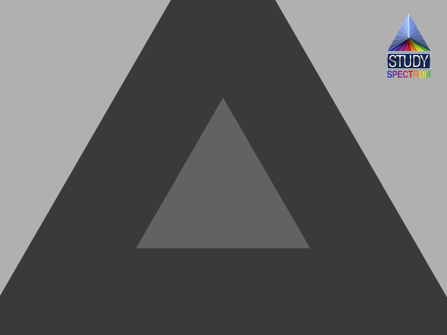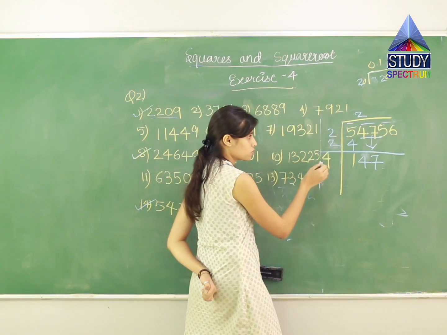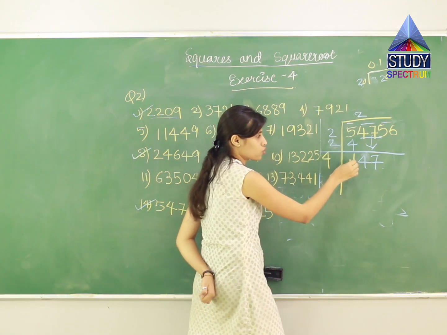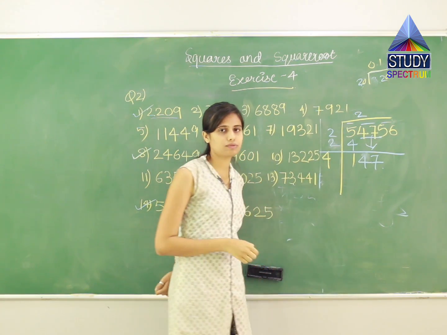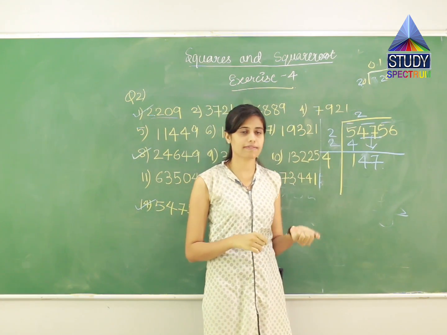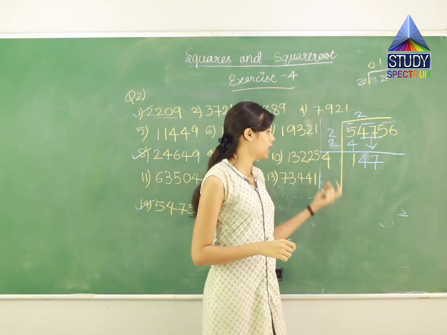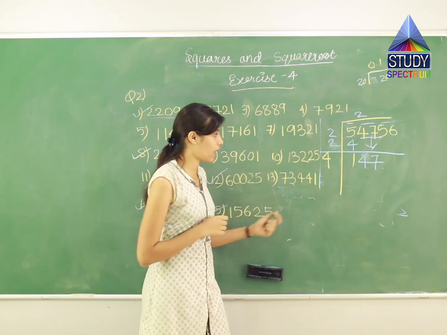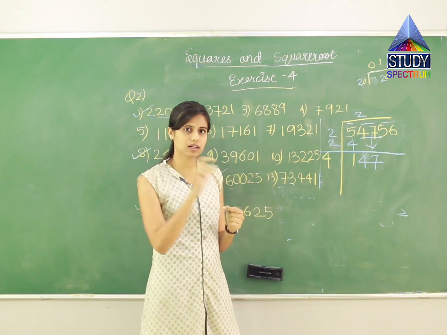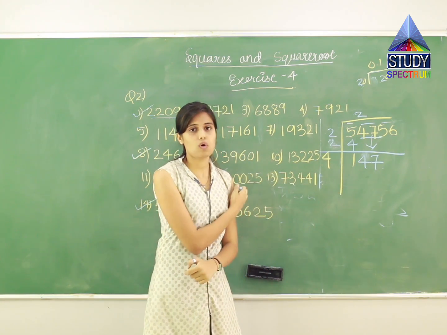So 2 plus 2 comes to 4, and 5 minus 4 comes to 1. Now 1 is smaller than 4, right? So we have to bring the other group, which is 47, down. So we got 147 inside the bracket and 4 outside. Now we have to add such a number to 4 so that the number we find multiplied by that number gives us a number closer to 147.